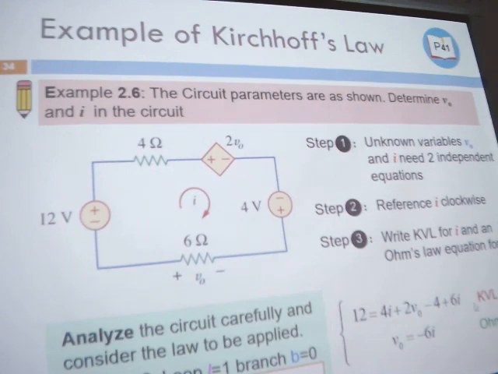Understand? No, I don't understand. I mean, for this part, it should be minus. Yes, it should be minus. Okay, it's fine, I know, just a simple mistake. Never mind. You mean this first line comes like this: minus 12, 4I plus 2V0, minus 6I, minus V0?